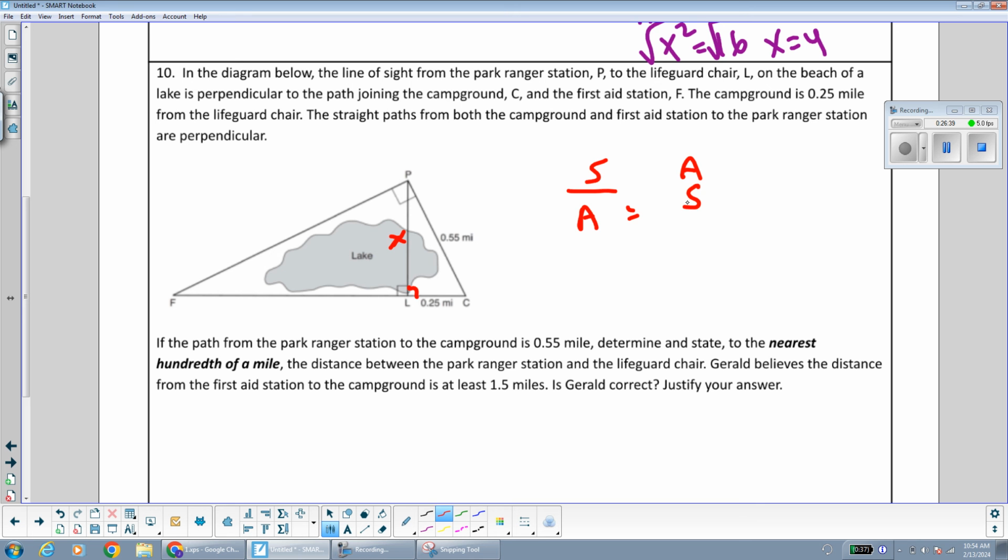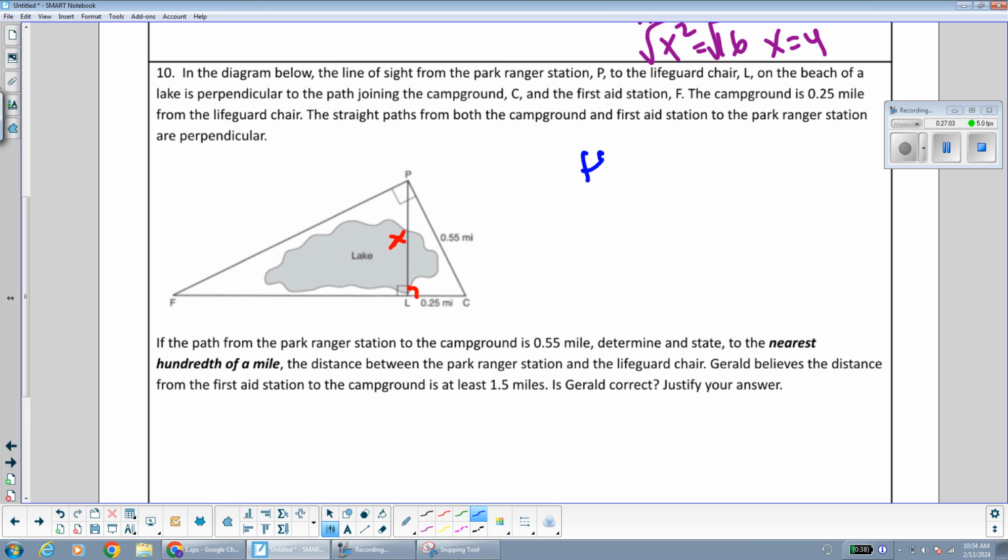But the problem is, when I go to try to use SAS, I realize I need both segments of the hypotenuse, but I only have one. I only have this 0.25. I don't know what FL is. So I'm going to have two unknowns: the altitude, which I'm looking for, and FL. So that tells me maybe I can't directly use the altitude rule, even though I'm interested in the altitude.